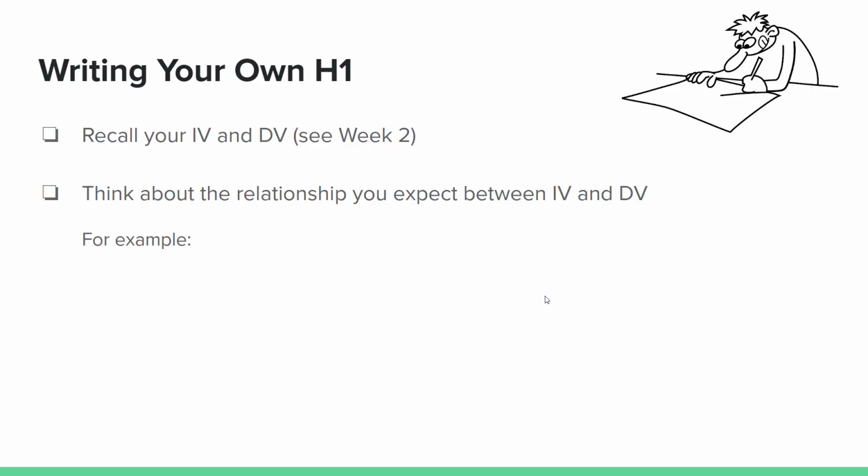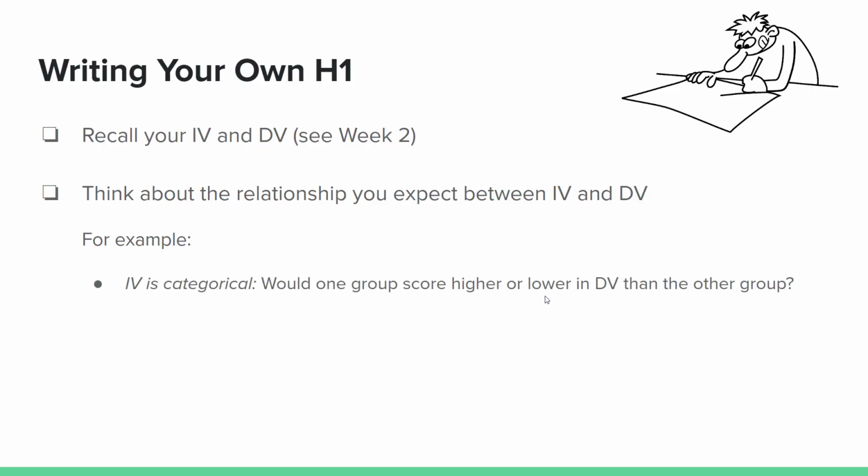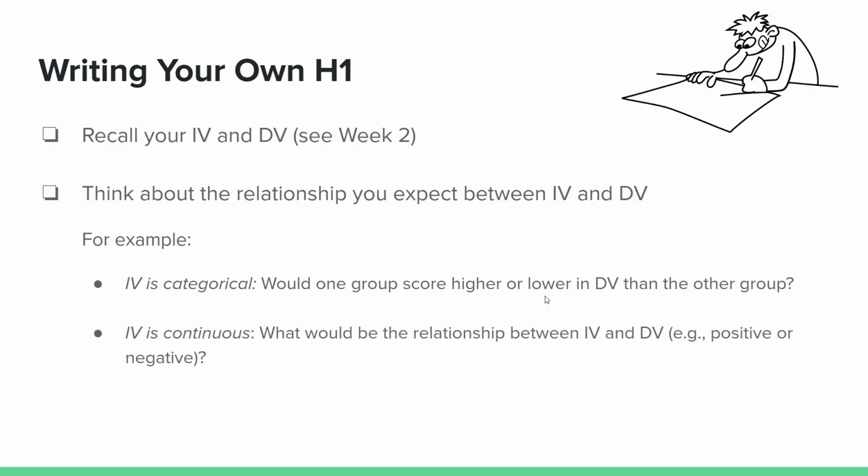Thinking about some scenarios, if your IV is categorical, a question you may be asking is, would one group score higher or lower in your dependent variable than the other group? You're comparing those 2 groups on the dependent variable. Or if your IV is continuous, what will be the relationship between your independent variable and dependent variable? Would it be a positive association or a negative association? Basically, is it a direct association or an inverse association, positive correlation or negative correlation?